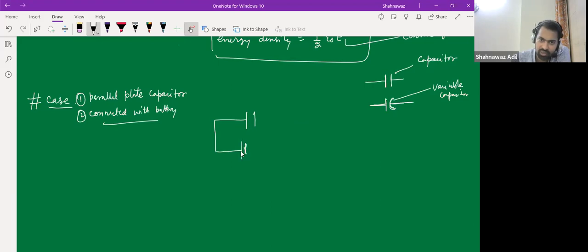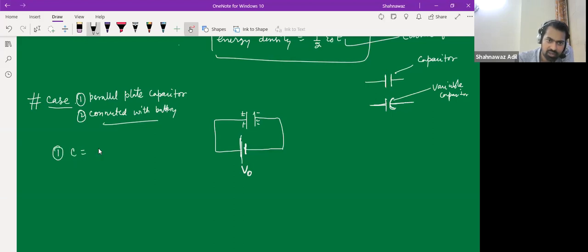The battery we represent by this, one bigger line and one smaller line. This represents negative voltage and this represents positive. So this would create a positive charge here and negative on this one, right? And remember that there is no dielectric in this. So we have this voltage which is fixed.